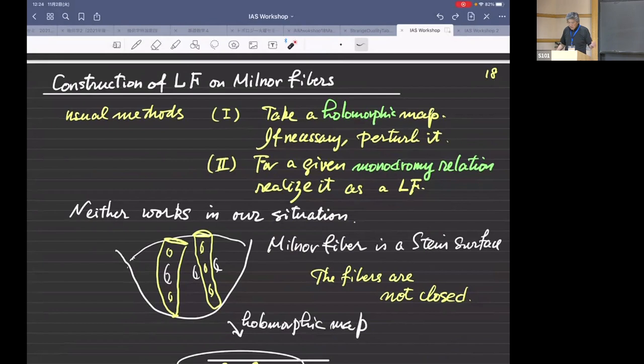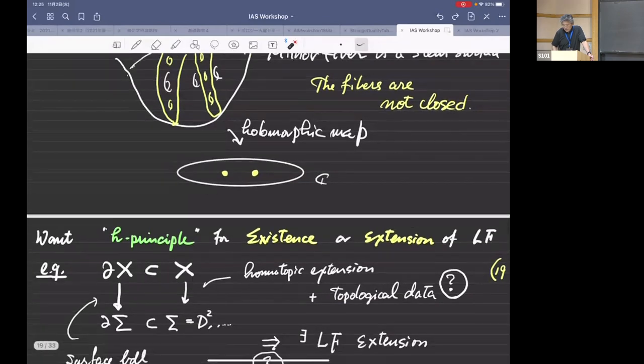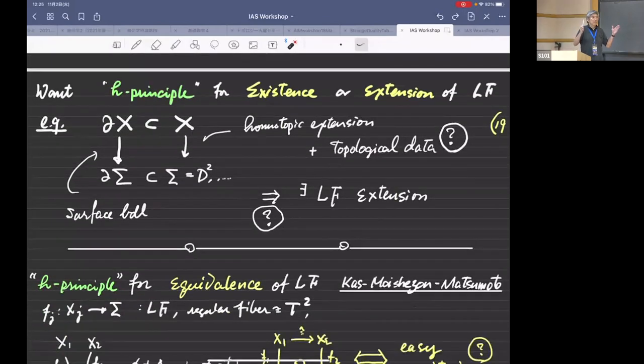So usually, if you look for Lefschetz fibration, there are two methods of construction. One is, as I told you, look at the holomorphic map. And the other one is, if you know the monodromy relation of the desired Lefschetz fibration, then you can construct from the monodromy data. But both methods don't work for our purpose because our space is already fixed.